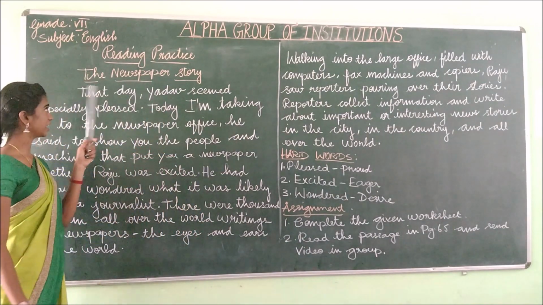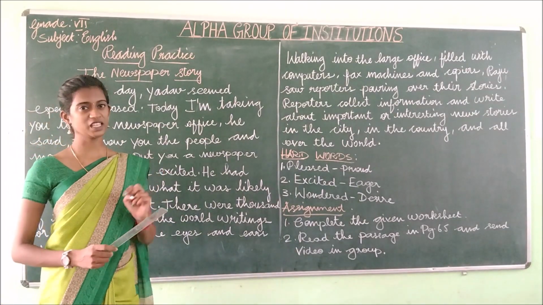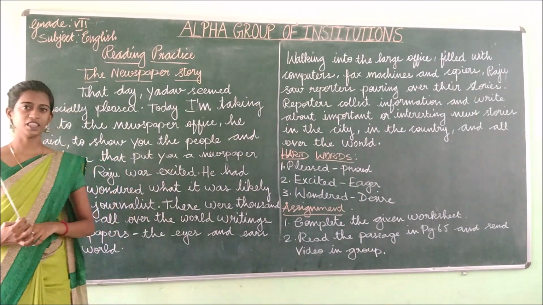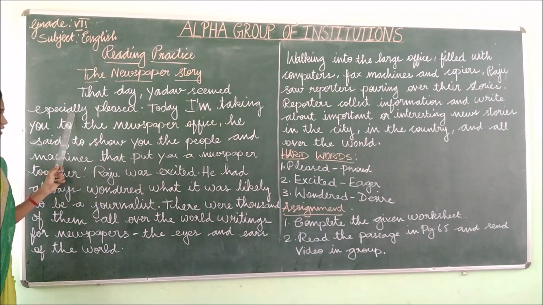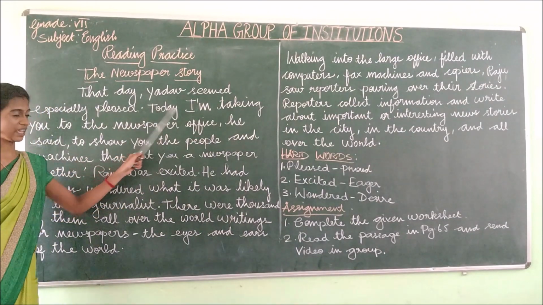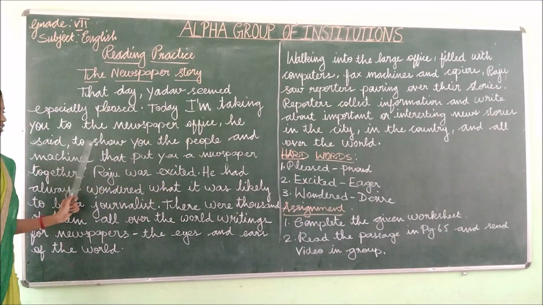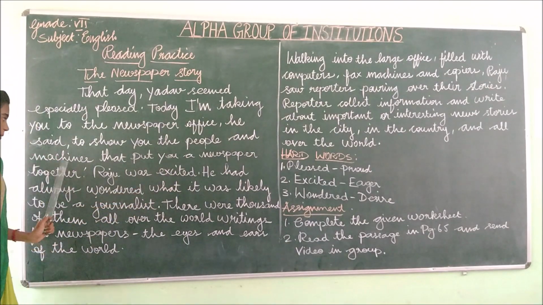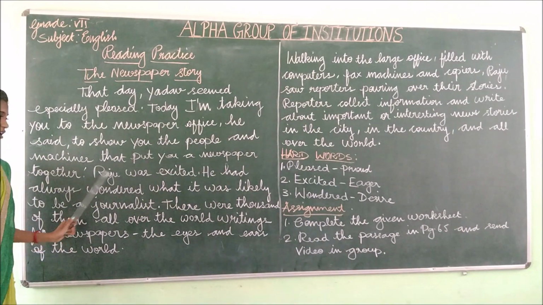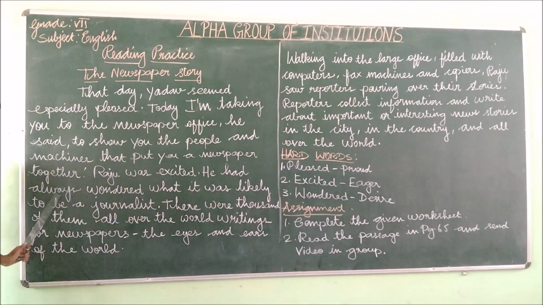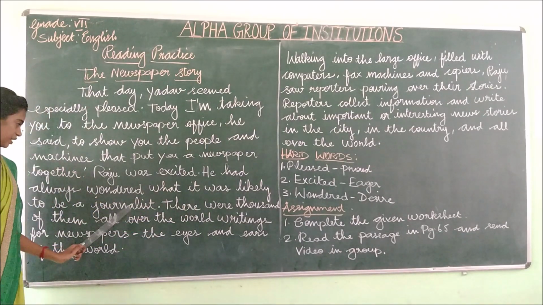Okay, so the lesson we are reading is the newspaper story. So we have already read two passages from this lesson. Now let us continue from the third passage. That day Yadav seemed especially pleased. Today I am taking you to the newspaper office, he said, to show you the people and machines that put you a newspaper together. Raju was excited. He had always wondered what it was like to be a journalist.